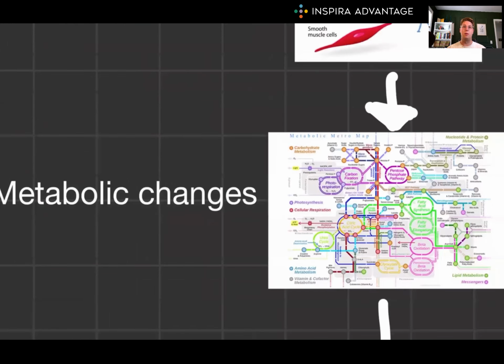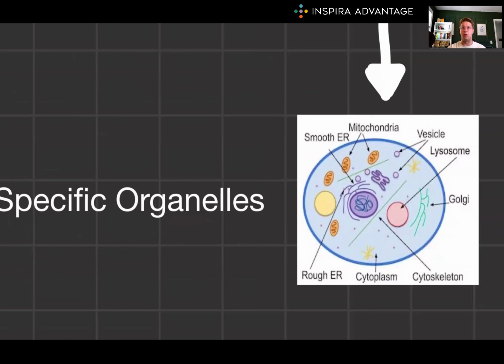We then undergo metabolic adjustments. This is very complex, as shown in this scary diagram. Cells may increase or decrease certain metabolic pathways. Liver cells, for instance, are specialized for detox and have high levels of enzymes associated with this process. Then we have the development of specific organelles. Some cells develop unique organelles. For example, secretory cells have an extensive endoplasmic reticulum and Golgi apparatus.